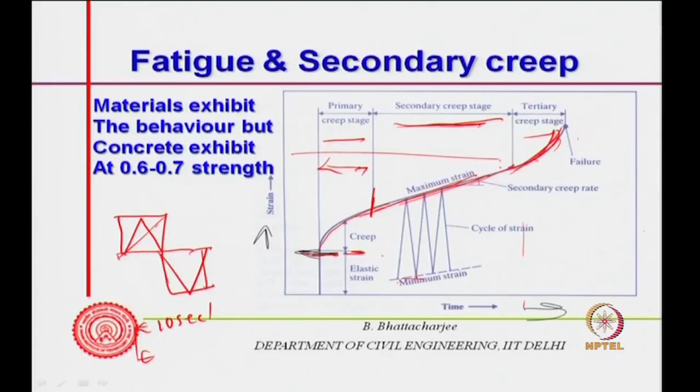So, repetitive reversal of stresses. Now, next time it comes here, then again I go back, and it comes here. It does not come back to its original state of the strain, basically because it is under sustained loading. So, the slope of this line is somewhat related to the secondary creep stage.